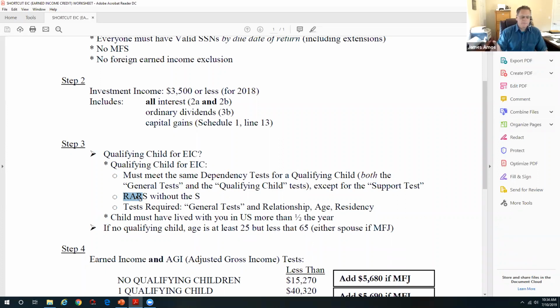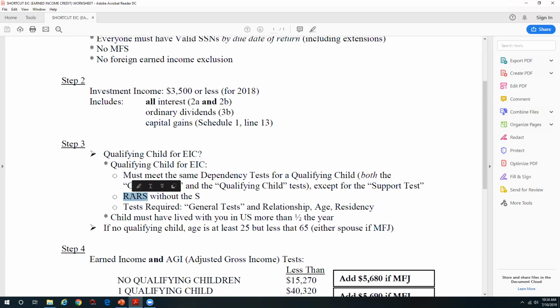And support does not matter for the purpose of EIC. So can you claim her for earned income credit? I guess so. Yeah. That's why I was pointing out that you do not have to claim the child as a dependent on your return to take this credit.